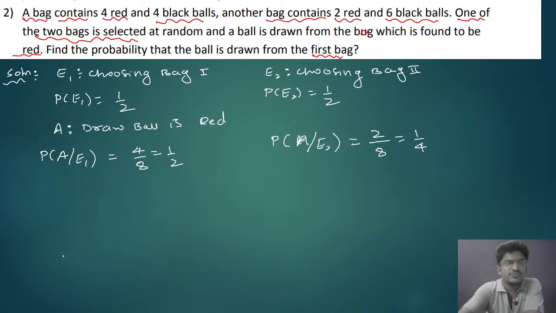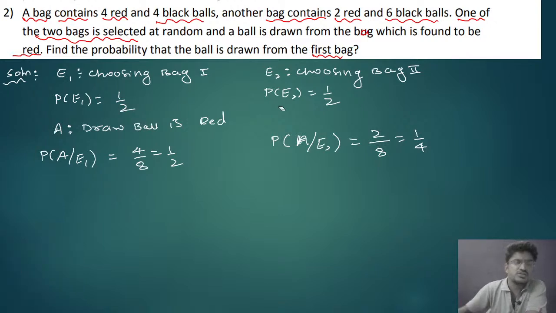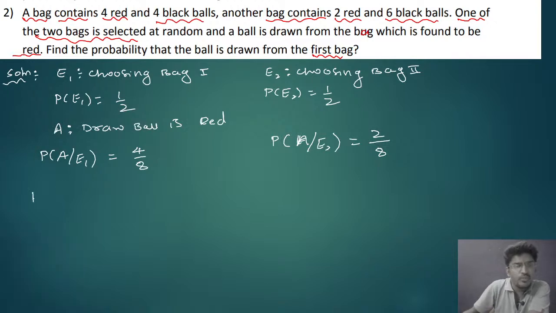So you can write it as 4 by 8 and 2 by 8. For the simplification it will be easy. Let us write it as 4 by 8 and as 2 by 8. For solving it will be very simple. So now we can write the required one, that is probability of bag 1 such that red ball has already occurred.